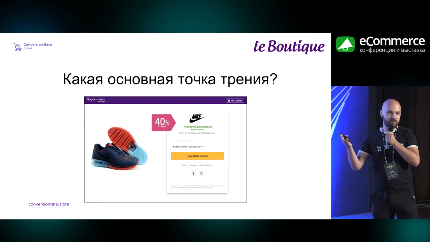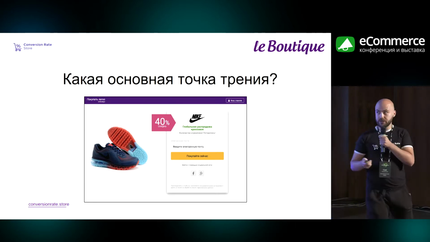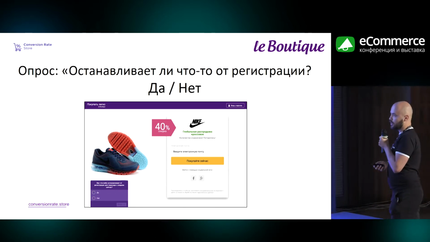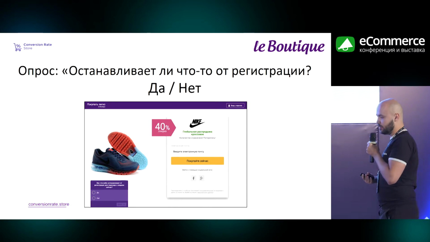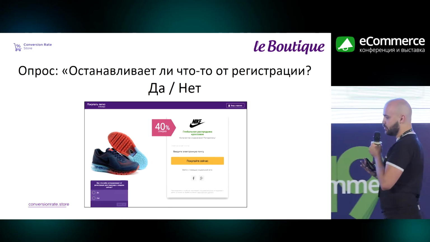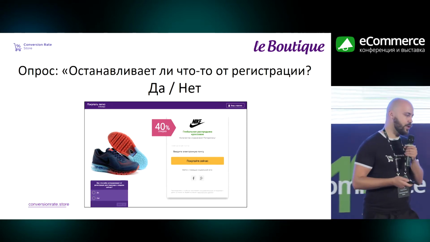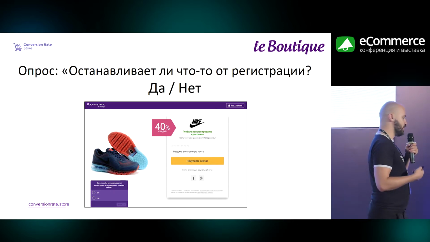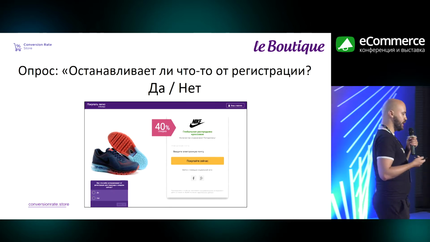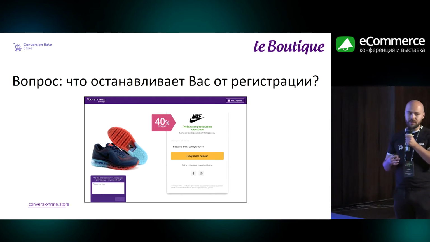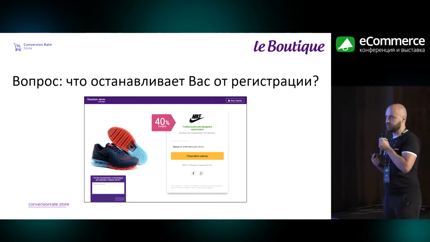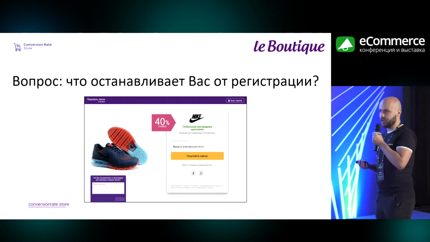It's a one-page landing page. So we ran an online poll. The poll first asked, does anything stop you from subscribing? Yes or no. People just click yes or no. This is to optimize the conversion rate of actually entering the quiz, right? And after that, we ask only one open question: what stops you from registration?